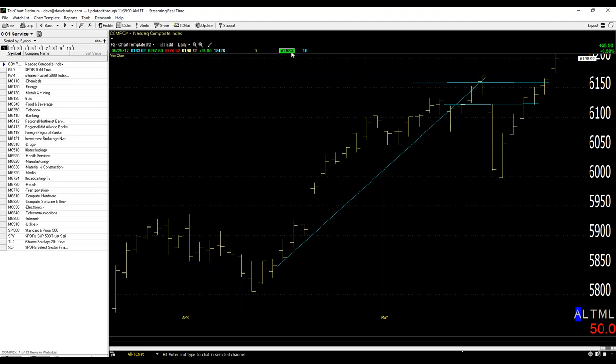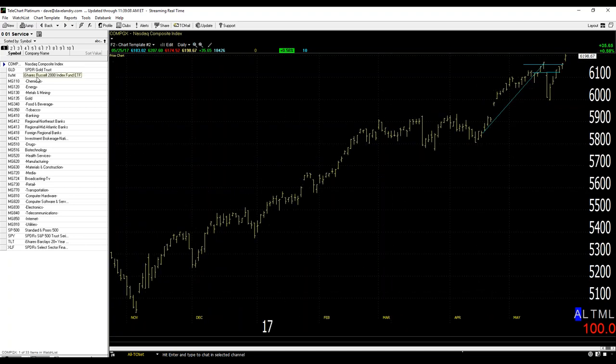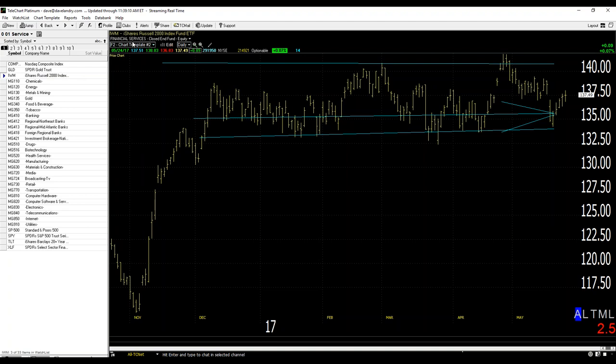But so far, so good in NASDAQ, up a little bit more than 0.5%, breaking out to all-time highs. When a market is at or near all-time highs, give it the benefit of the doubt. Stop me if you heard that before.